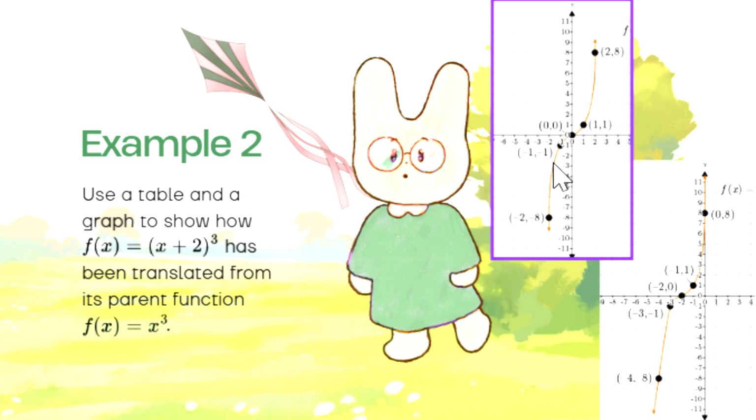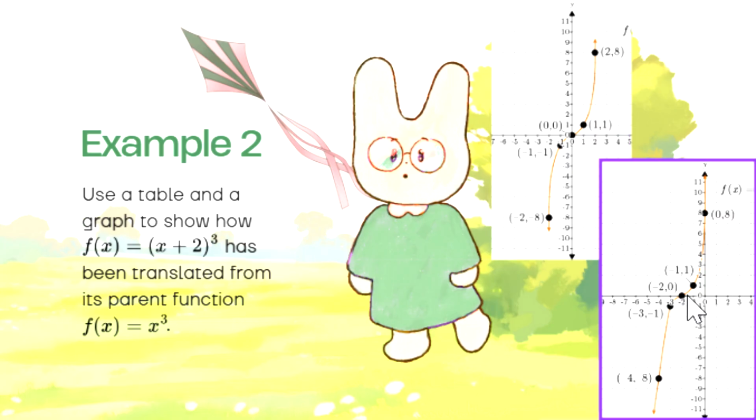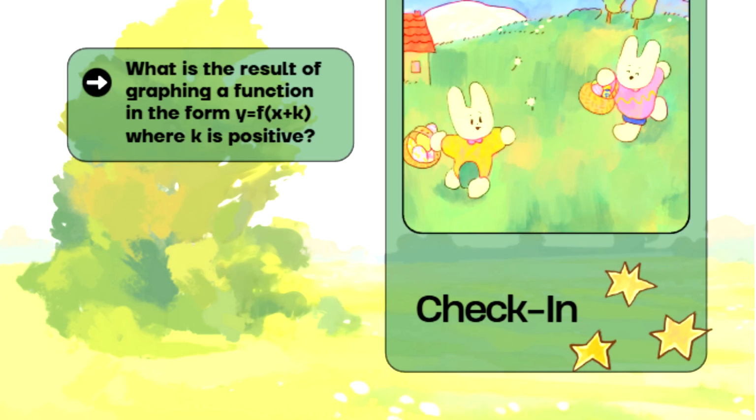You can see this is the parent function because it crosses through the origin at 0, 0. And this one has been moved left 2 spaces, which is exactly what we should see with that change of plus 2. Here's a check-in.